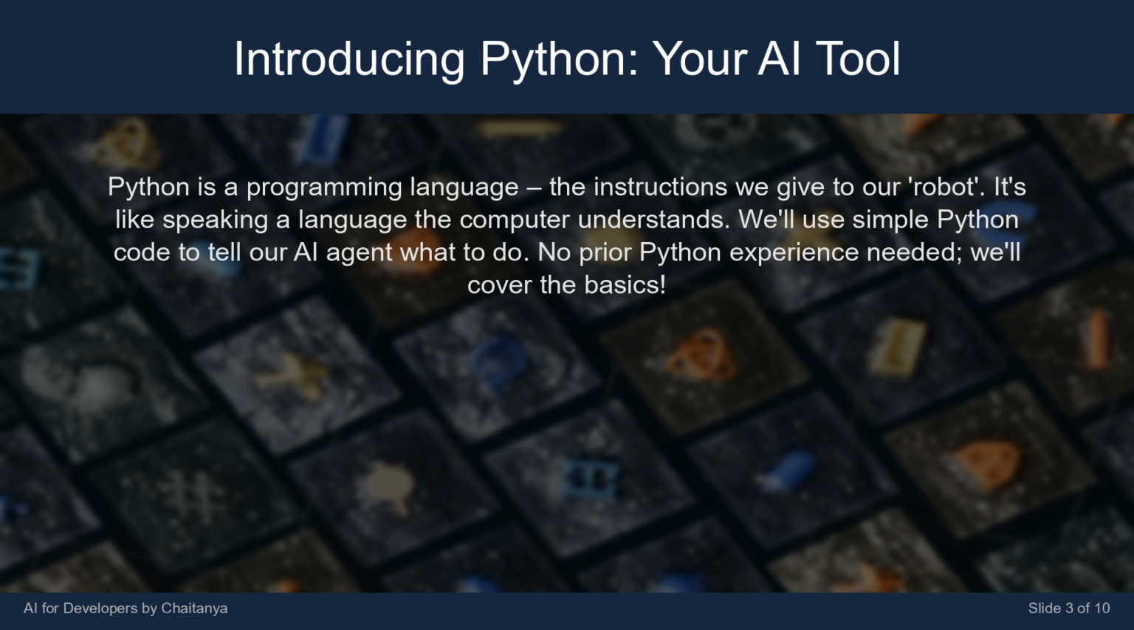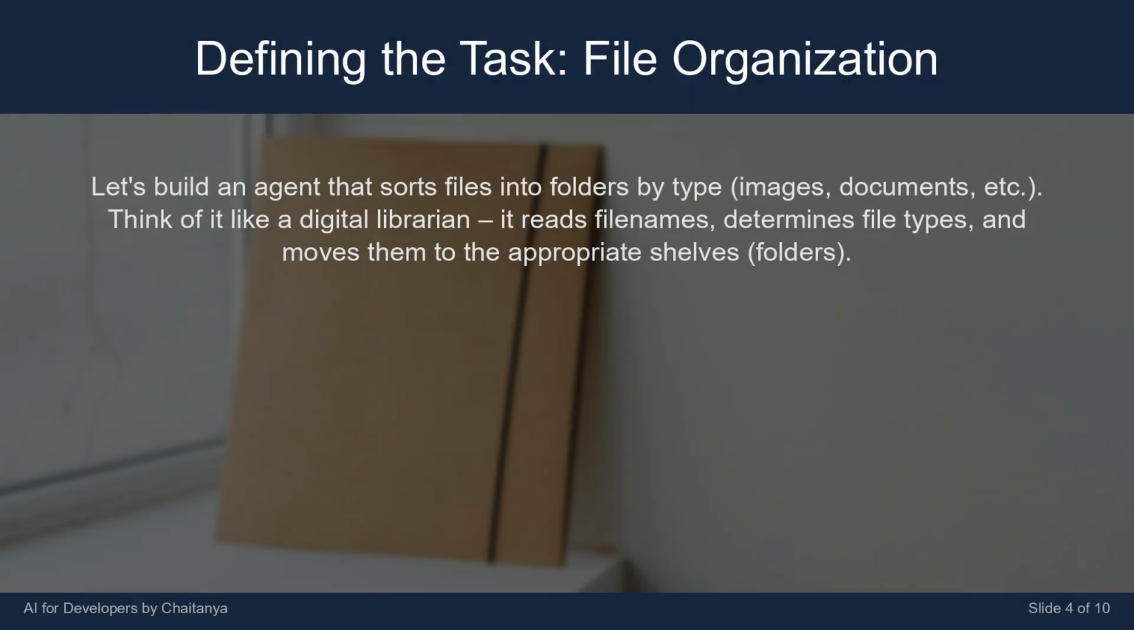We'll cover the basics. Let's build an agent that sorts files into folders by type, images, documents, etc. Think of it like a digital librarian. It reads file names, determines file types, and moves them to the appropriate shelves.